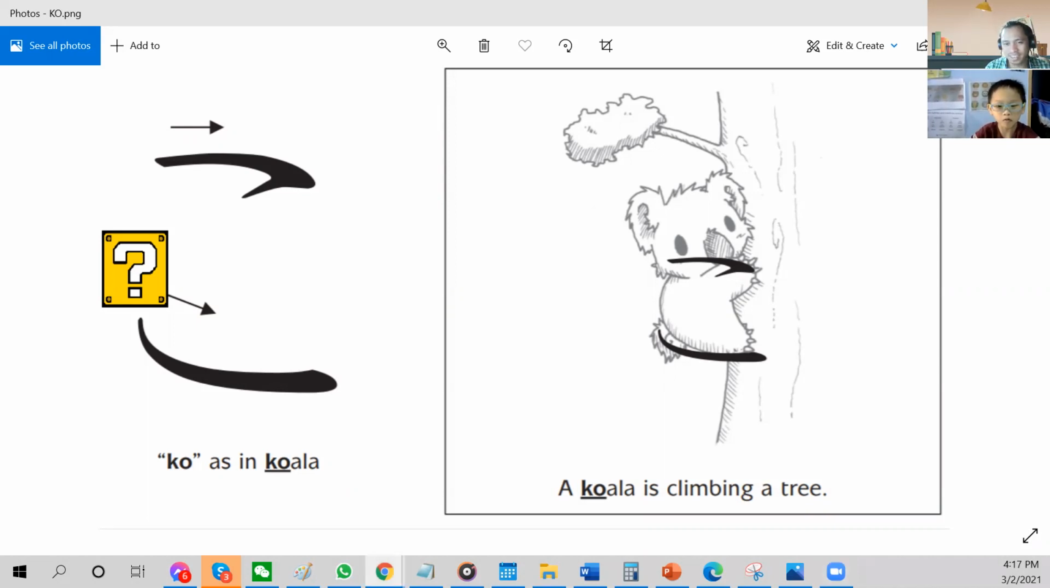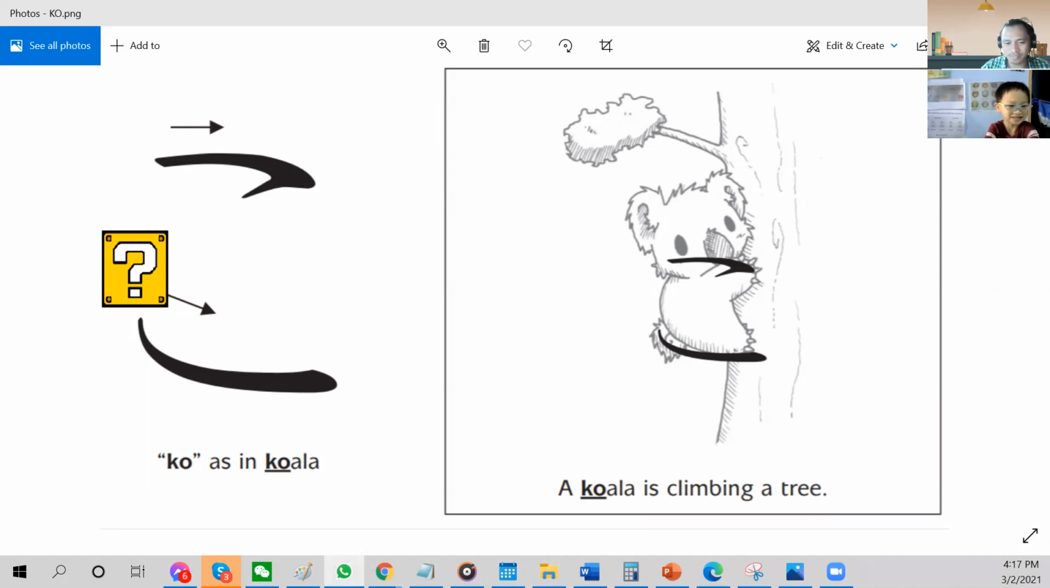Okay, koala. So let's write. A koala is climbing a tree. Do you like koala? It's so cute. Yeah, so cute, right? Do you like koala?